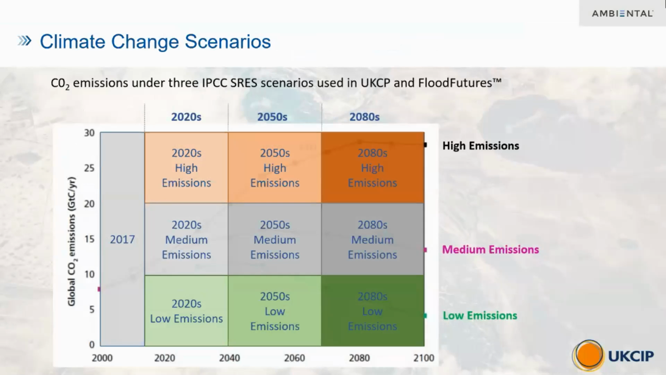So what we've done here is look at the different CO2 emissions in the atmosphere and the different emission scenarios. Obviously, that's going to create more precipitation, more volume of water coming down the rivers, and more pluvial flooding for surface water. We've looked at the different epochs, 2020, 2050 and 2080, and then regionalised those based on the climate projections guidance.